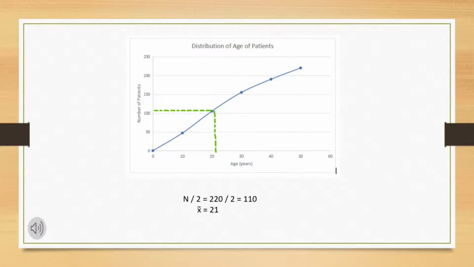To find the median, the formula is n divided by 2. N is the total number of patients. So 220 divided by 2 is 110. And then we draw the line at 110 on the y-axis, and the x-axis value at 110 is the median. So the median right here is 21.